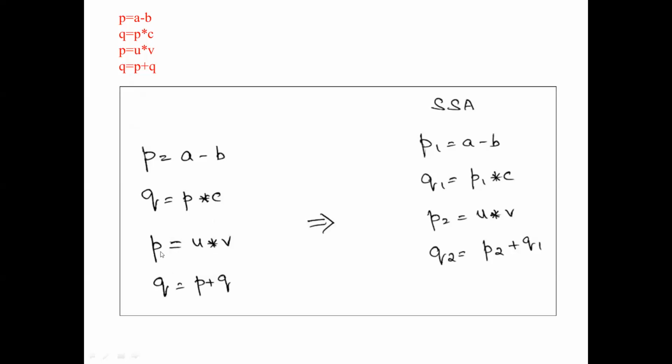Now since P is occurring for the second time here, and in SSA, all assignments should be made to variables with distinct names only, unique names. So this P has been changed to P2, and then here we had the recent value of the variables P and Q. So the recent value of the variable P is P2 here, and the recent value of the variable Q is Q1 here. Okay, so P2 plus Q1 is added and it is stored in the variable Q2.